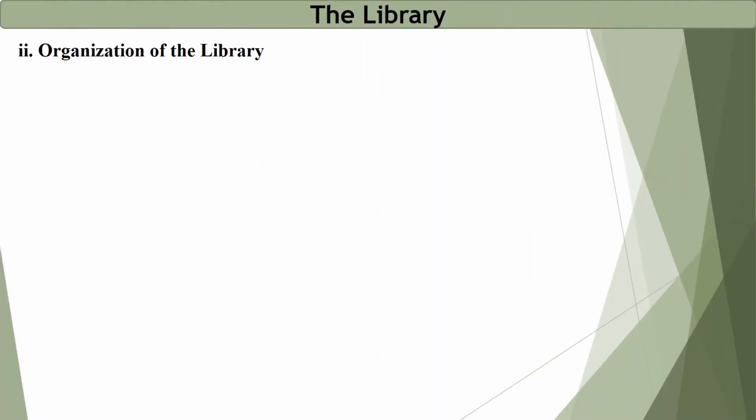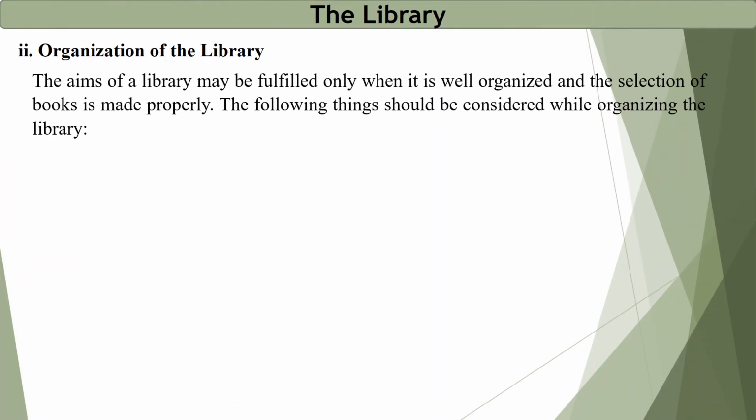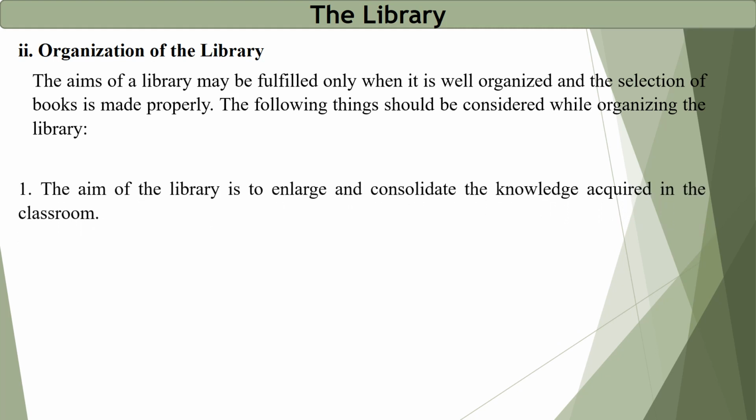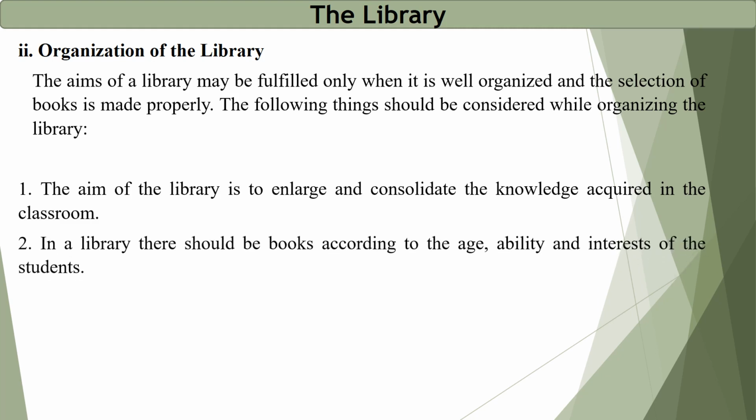The organization of the library. The aim of the library may be fulfilled only when it is well organized and the selection of books is made properly. There are some following things that should be considered while organizing the library. Number one, the aim of library is to enlarge and consolidate the knowledge acquired in the classroom. In a library, there should be books according to the age, ability and interest of the students.